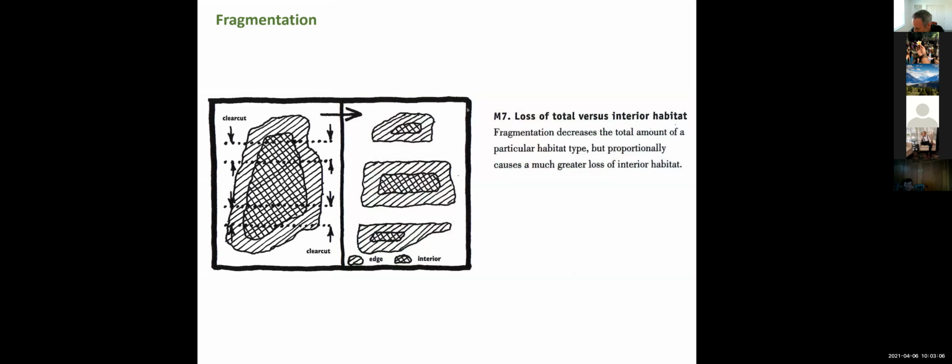One of the major problems, of course, with habitat fragmentation is that not only does it lead to a reduction in the total amount of that particular habitat type, but also proportionally leads to a much greater loss of interior habitat, which we've looked at previously when we were studying patches.